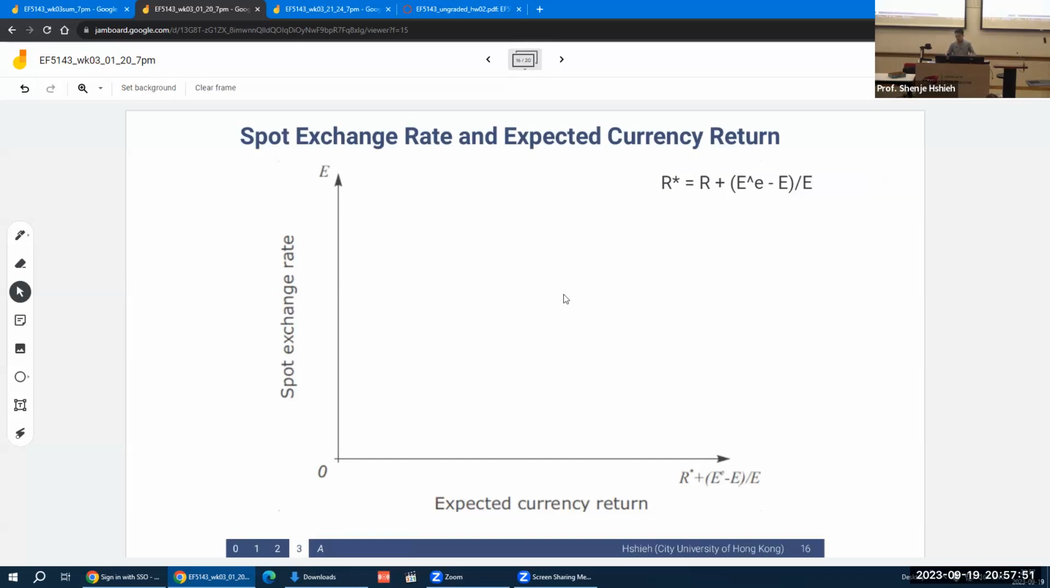This is the graph we'll be primarily working with throughout this class, in which we have on the y-axis the spot exchange rate, and on the x-axis the UIP equation or interest rates. So this should be equal to R. This is just the simplified uncovered interest rate parity: R equals R star plus E hat E minus E over E. That's this equation here.